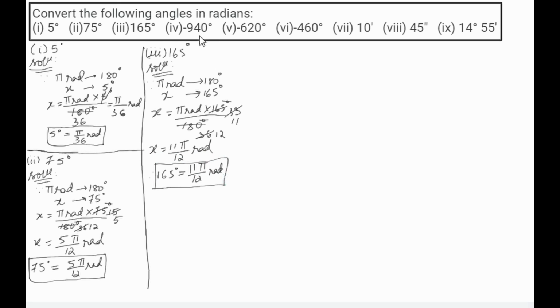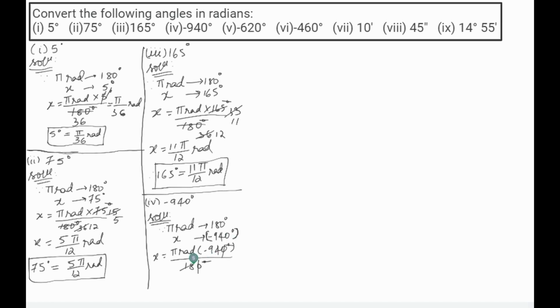The next angle given here is minus 940 degrees. The solution is: pi radians is 180 degrees. So how much is minus 940 degrees in radians? Let this be x. When we cross multiply, we get x is equal to pi radians into minus 940 degrees divided by 180 degrees. The zeros cancel out each other, and the degree units cancel out each other.